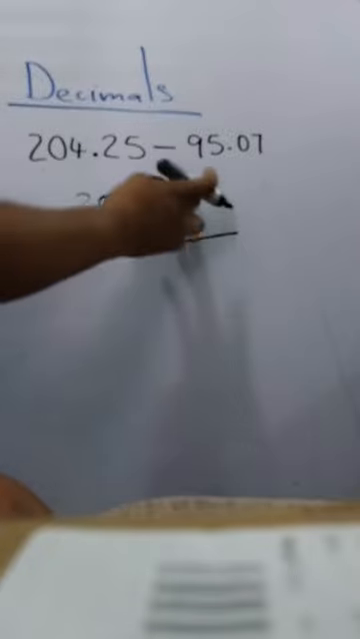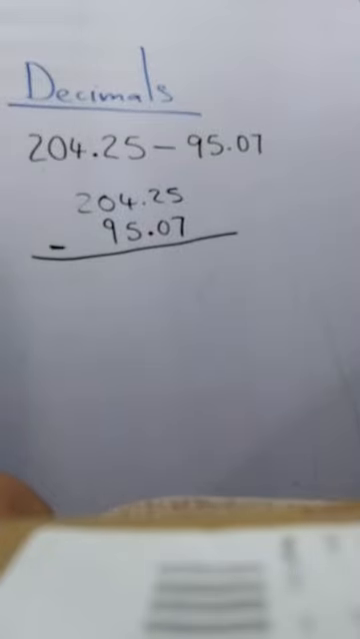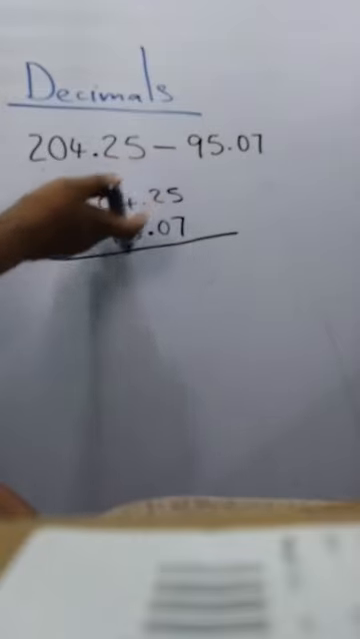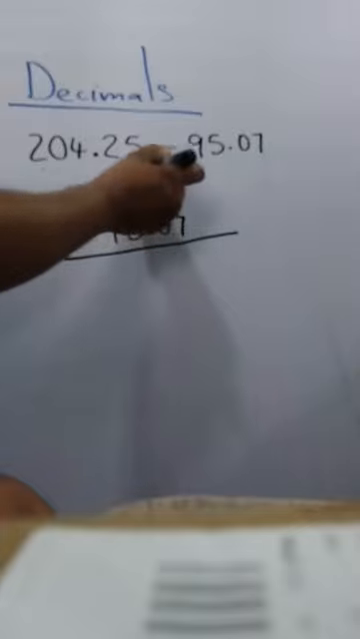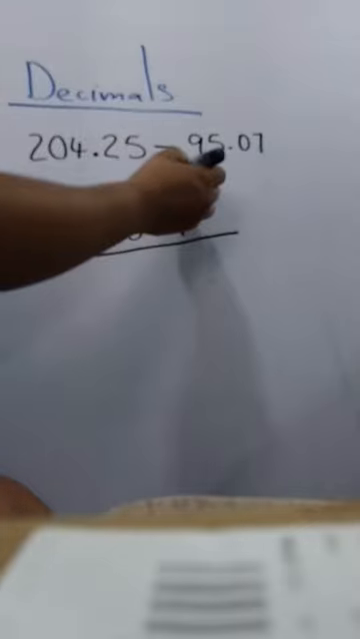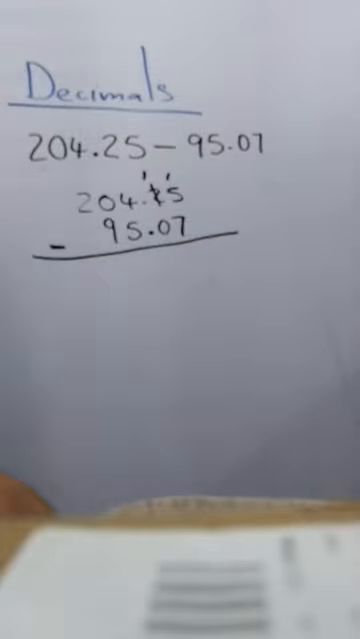Now 7 is bigger than 5, so I can't actually do that subtraction. So what I'm going to do, since I have more numbers, I'm going to go over to the tenths column and take one group of the tenth from here, taking one from here, leaving one. When I take this one group over here, it is valued at 10 hundredths.